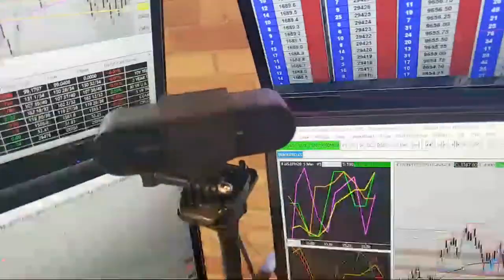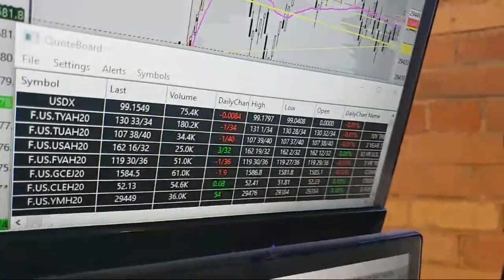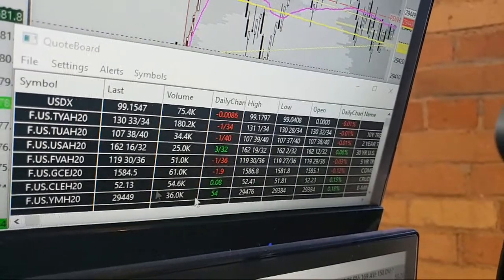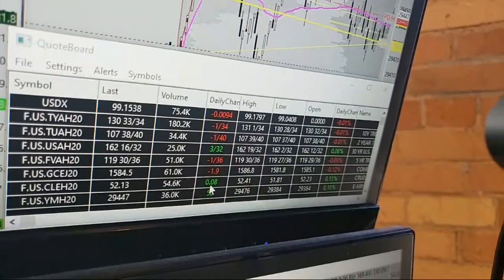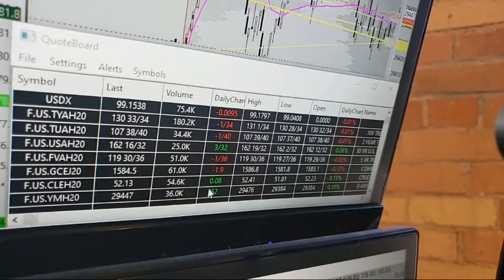So that's a very important question. Very, very important. You might trade one market, but you've got to follow them all. And this is why I have a quote board here, with different assets. Does that answer your question? This is a great one.